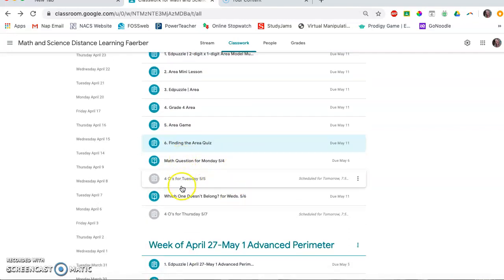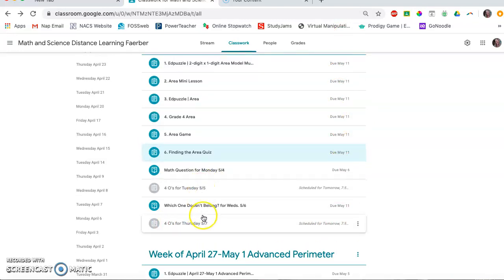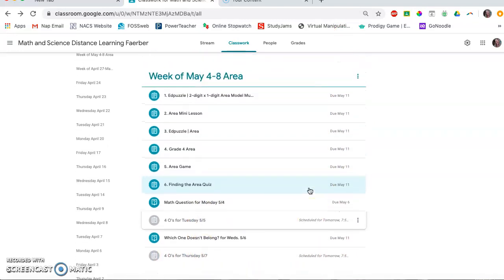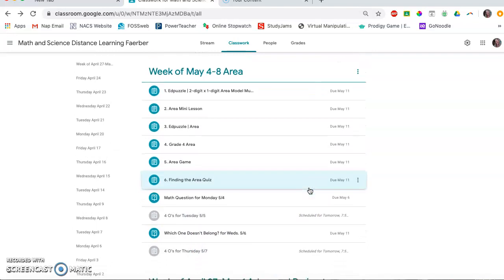As always, we also have 1 thing a day for you to be working on. You've got a math question on Monday, that's due on Wednesday. You've got 4Os on Tuesday, that's due on Thursday. Which one doesn't belong is due on Monday, May 11th, just like all these. And then this 4Os for Thursday will also be due on May 11th. These are grayed out on my screen because they're scheduled to post tomorrow. So those are your assignments for the week.